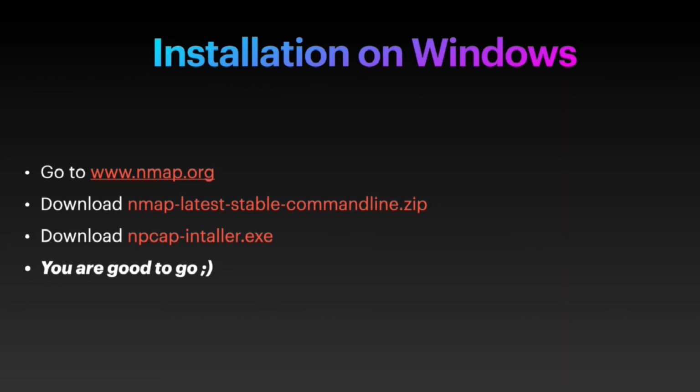So the first and the very basic step is to go to the Nmap website, that is www.nmap.org. Then you have to download Nmap latest stable command line zip. Also, you have to download Npcap, which is the network packet capture. After you have downloaded both, you have to install them and you are good to go.